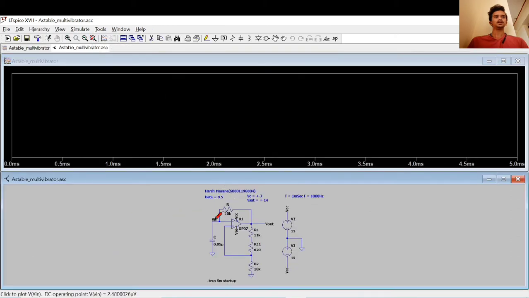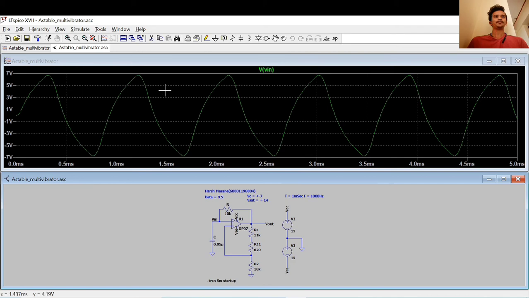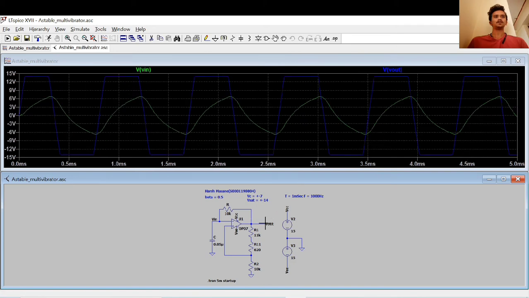So here my Vin, which is the sawtooth, shows the charging and discharging of the capacitor, and my output will be the square wave. As you can see, when my capacitor is charging, my op-amp output will go into the plus Vsat, and when my capacitor is discharging, the op-amp output goes into the minus Vsat.